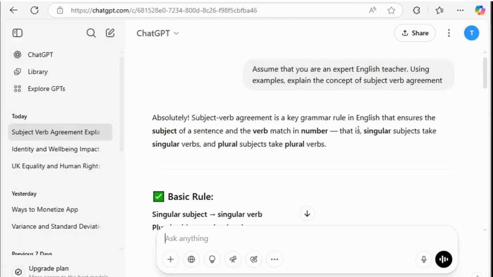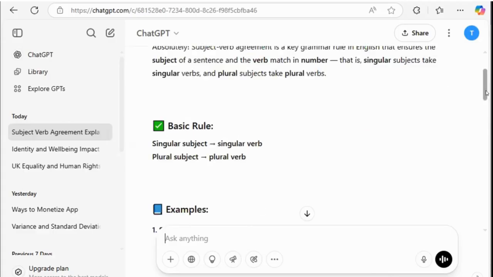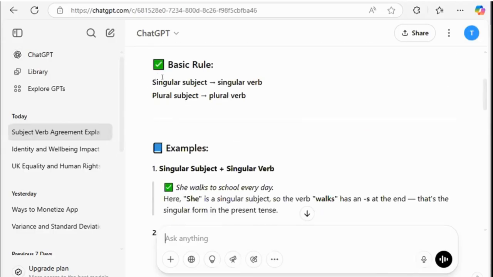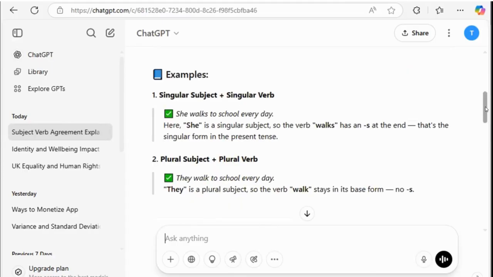Now, look at this thing here. Singular subjects take singular verbs. Plural subjects take plural verbs. That's the introduction. Now, look at the basic rule. Singular subject, singular verb. Plural subject, plural verb. That's the rule. Now, look at the examples. ChatGPT now wants to give me examples.